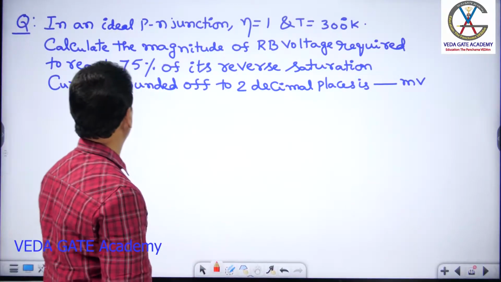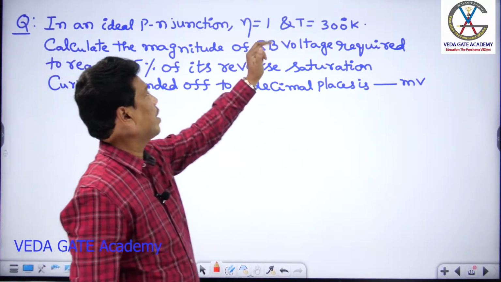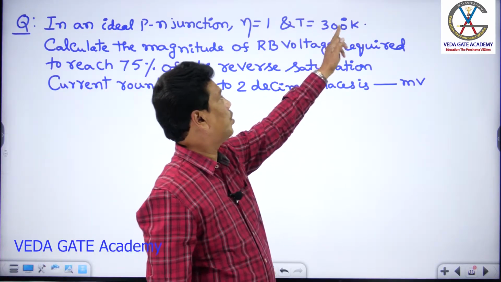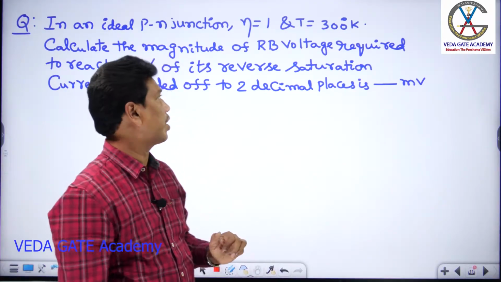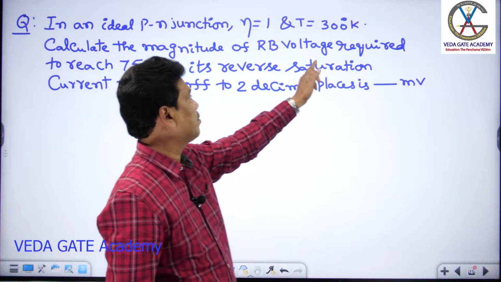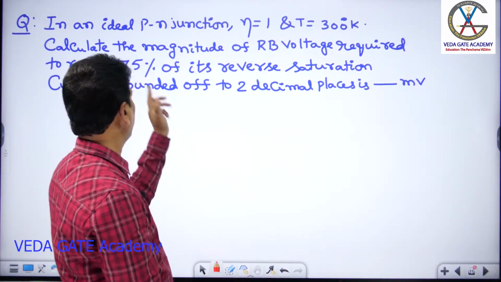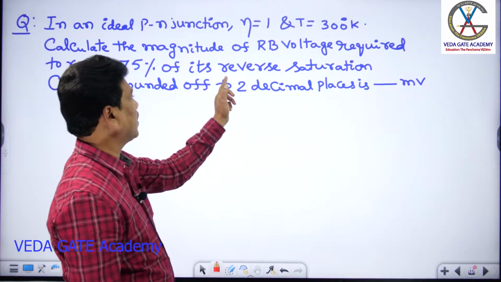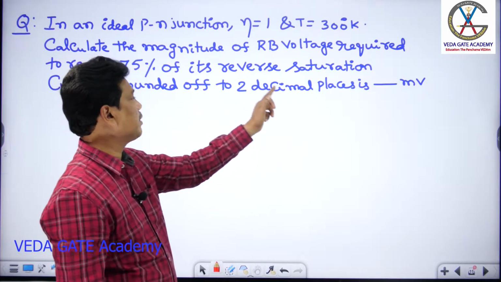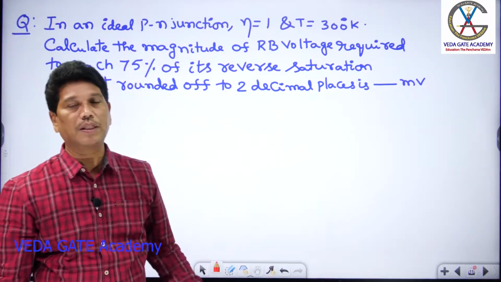Next question. In an ideal PN junction, eta equal to 1. Eta means ideality factor. T equal to 300 degree Kelvin, that is room temperature. Calculate the magnitude of reverse bias voltage required to reach 75% of its reverse saturation current, rounded off to 2 decimal places, in millivolt. It looks like a fill in the blanks type.